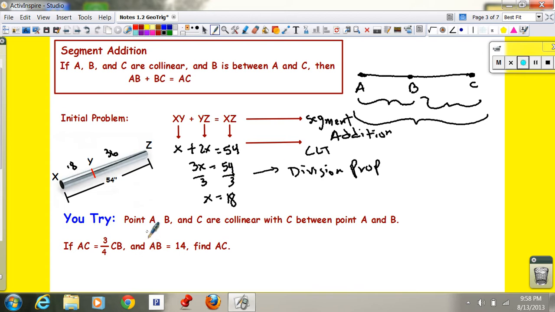You try one. So see if you can pause the video and give one a try. See if you can get this one right before I do it for you.